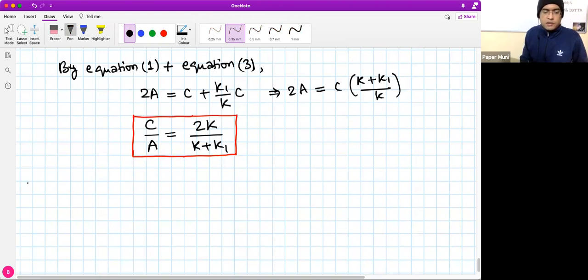And now by equation 1, we have solved for c in terms of a. We have a relation here.